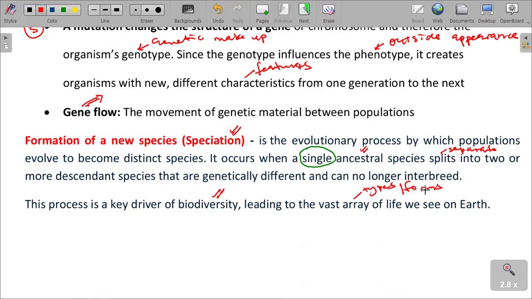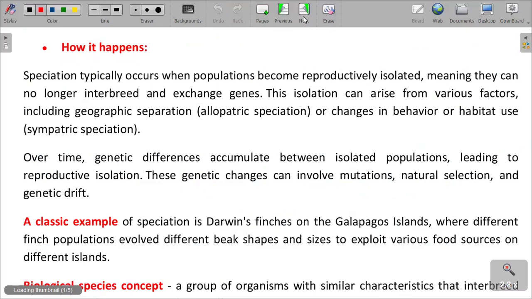So basically, class, I introduced to you speciation, the causes of speciation, and what causes genetic variation. We started with genetic variation, so that we are able to build our understanding of what speciation is and what might cause it. So let's quickly talk about how it occurs.